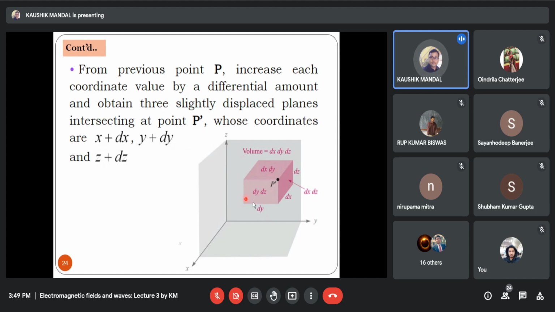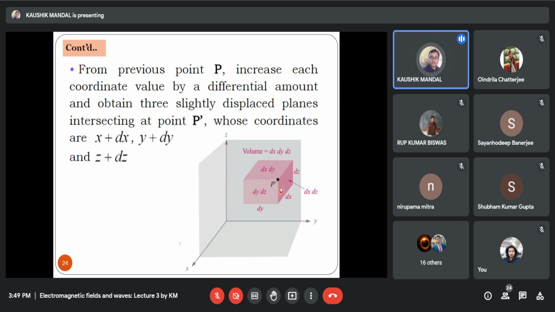So what will be the volume of this rectangular box? That will be dx dy dz. What will be the area of this particular surface? You see, it is along the y-axis and z-axis. It is basically the yz plane. Along this yz plane, x is 0. So what will be its area? dy dz.